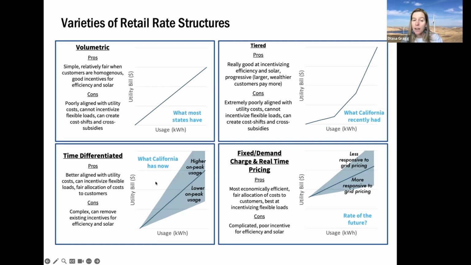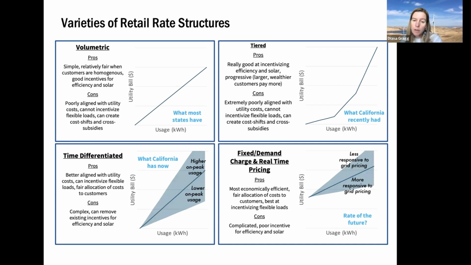And so California went to a time differentiated rate where you're really now trying to match the rate that you're paying for that electricity with the cost of that electricity generation on the grid. So this really aligns with utility costs. It can be complex. It can remove incentives for efficiency in solar because it's really just more tackling that demand response. And it has mixed impacts in terms of electrification because your per kilowatt hour bill is still pretty high. And that per kilowatt hour price that you're paying isn't just paying for energy, it pays for transmission, distribution, nuclear waste disposal, all sorts of other things in the grid.